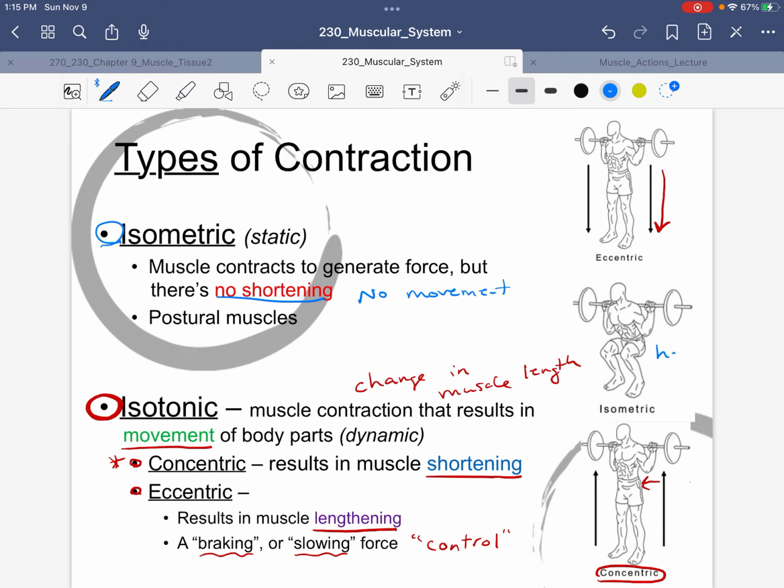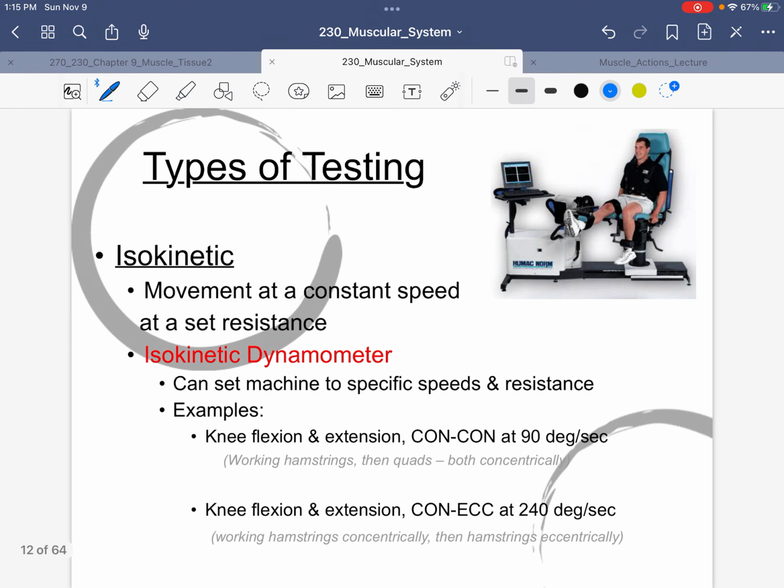What are some examples of this? If I just hold this position, I'm contracting muscles to hold it, but there's no movement in the muscle. No change in muscle length. I do a wall push-up, where I just push against the wall, but no movement. I don't actually do the push-up, I just push against the wall. Or I do a wall sit. A great example is a wall sit. You contract the muscle, but there's no movement, no shortening.